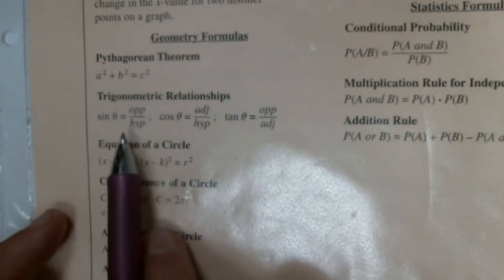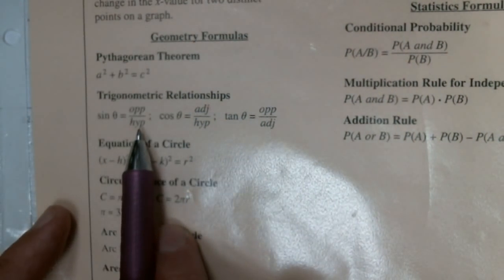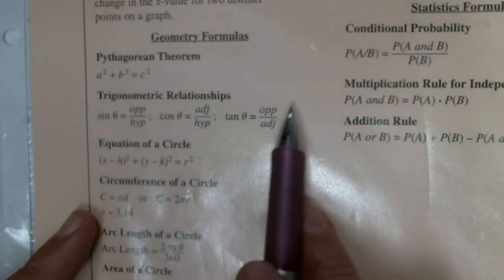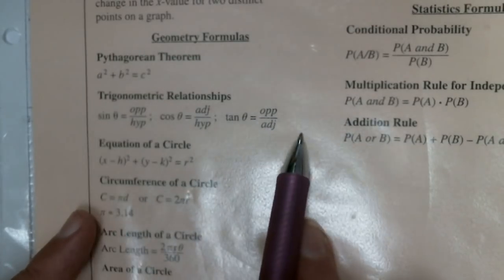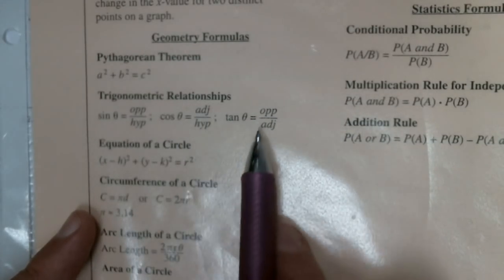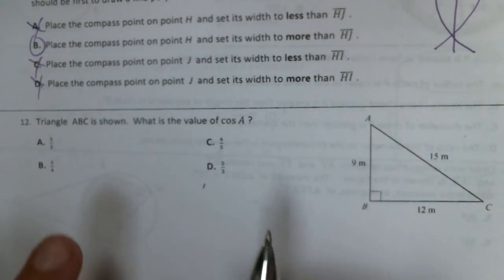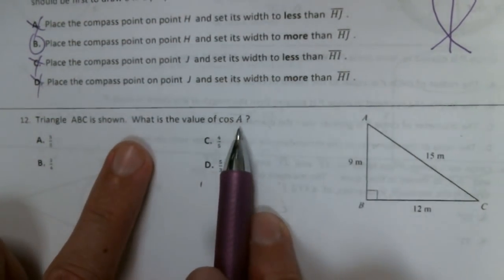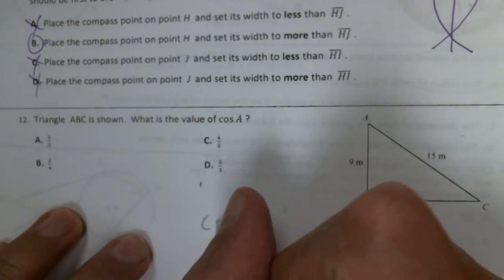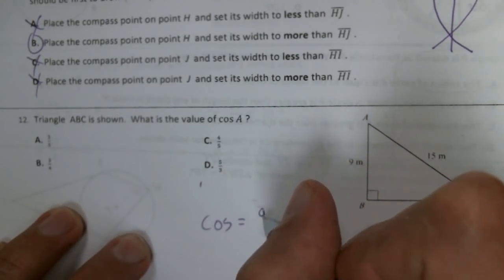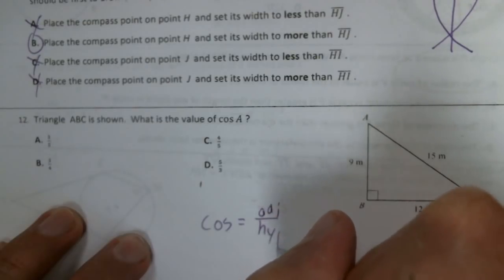So pop this up. Sine is opposite over hypotenuse. Cosine is adjacent over hypotenuse. Tangent is opposite over adjacent. There's our SOHCAHTOA. Some old hippie caught another hippie tripping on... Yeah, I'll let you fill in the blank there. Okay, so what is the value of the cosine of A? So cosine is defined as adjacent over hypotenuse.